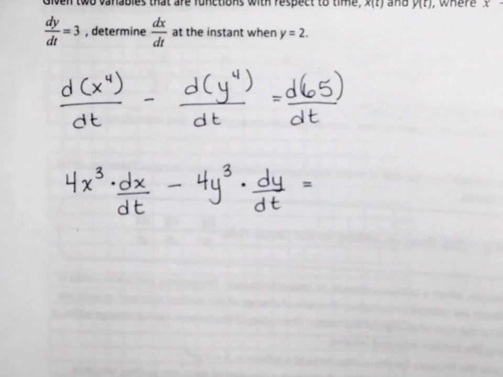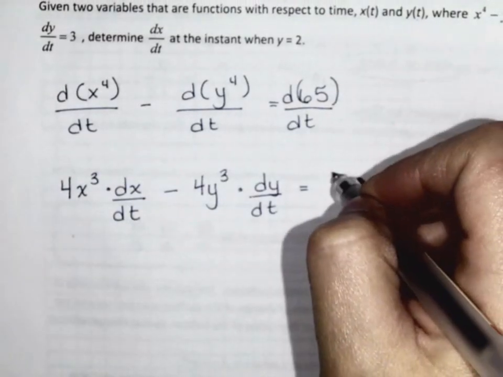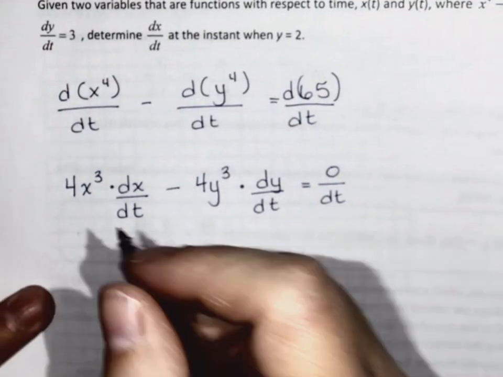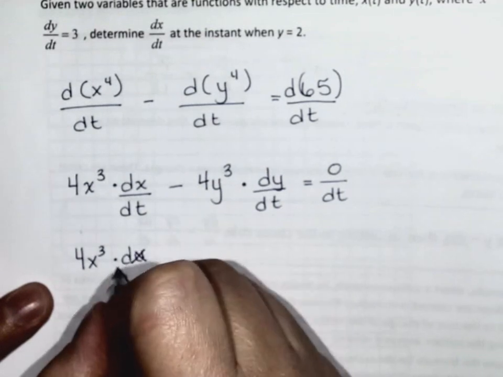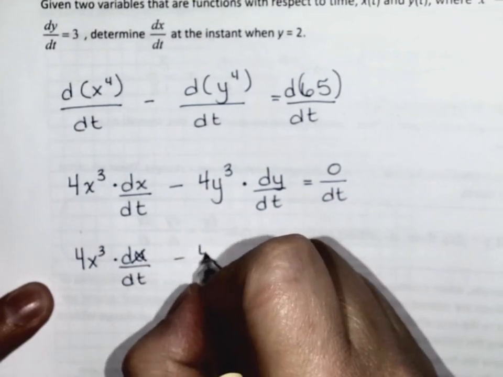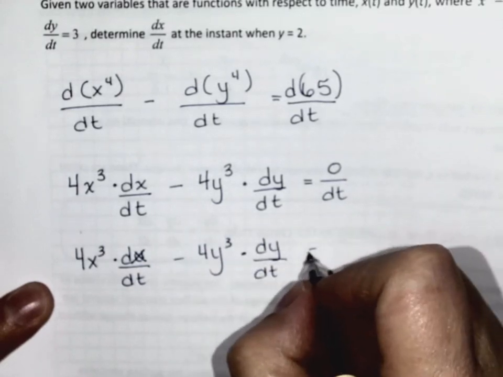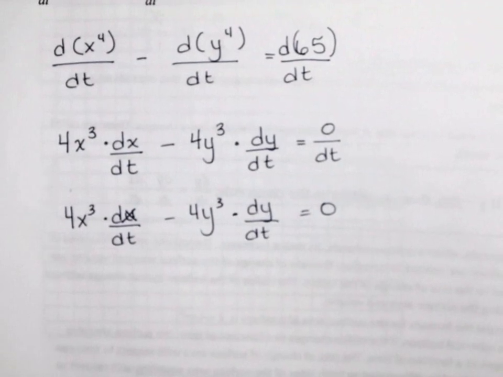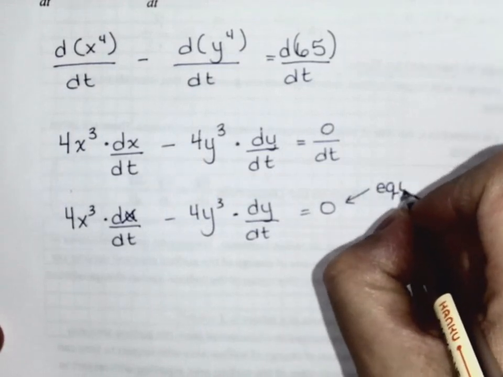What's the derivative of 65? 0. What's 0 divided by dt? 0. So, if you wanted to do this, you could, just to remind yourself. But really what we have, sorry, let's do my y first. I don't want to skip that step. You don't have to write it, but it is equal to 0.